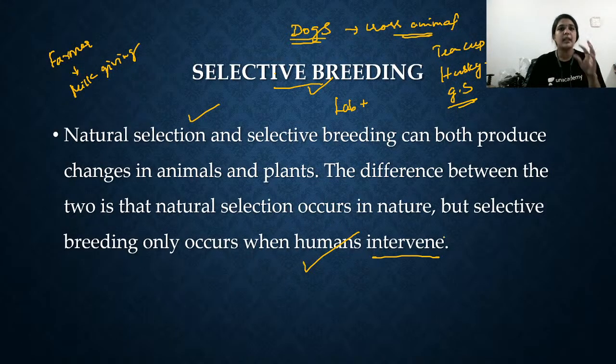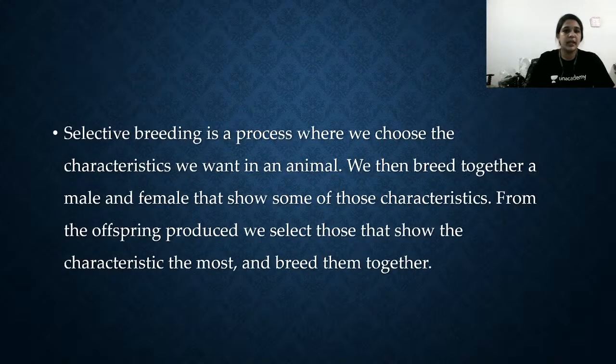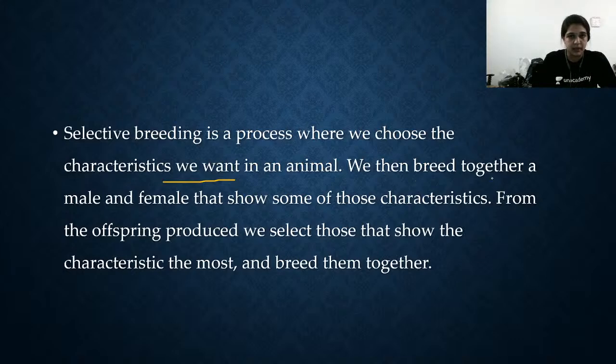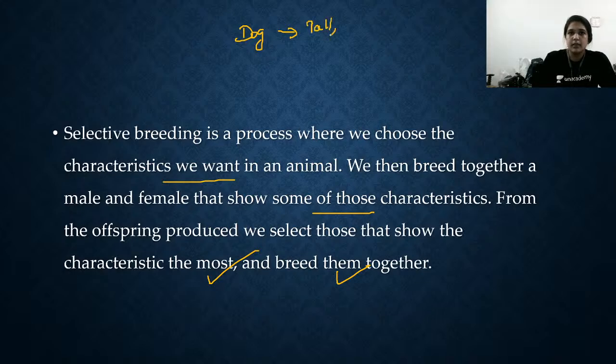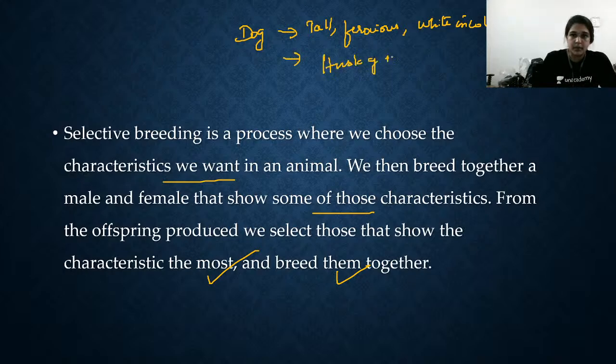In selective breeding, human beings decide a particular trait they desire. It can be for any reason, economic or aesthetic purposes. They breed those organisms and bring in variations. Clear? Selective breeding is a process when we choose the characteristics we want in an animal. We breed together a male and female that show some of these characteristics. From the offspring we produce, we select those that show the characteristics the most and breed them together. For example, I want a dog to be very tall, ferocious, but white in color. So what I am doing is crossing two dogs, maybe husky and German shepherd.